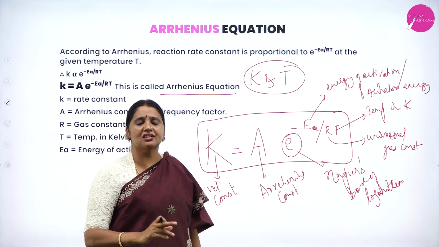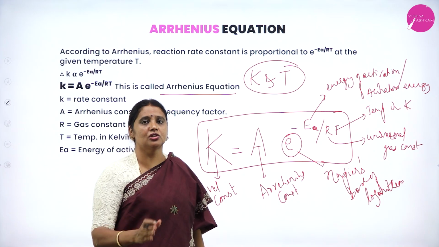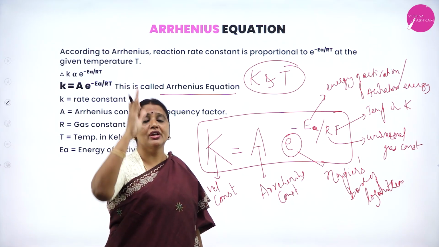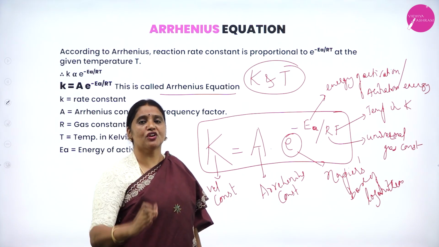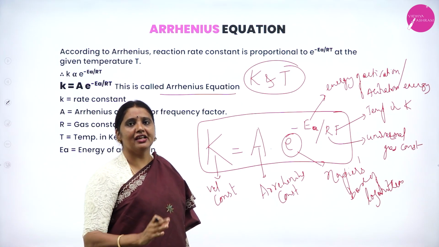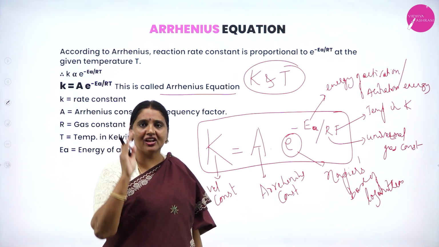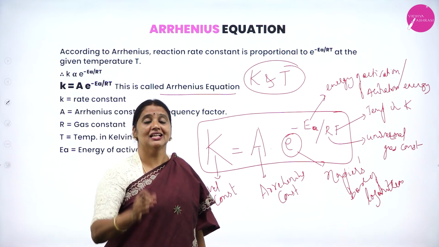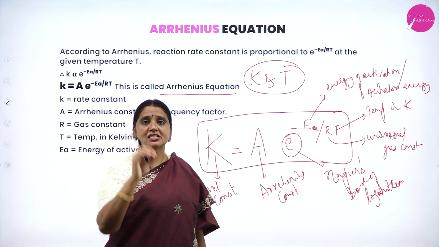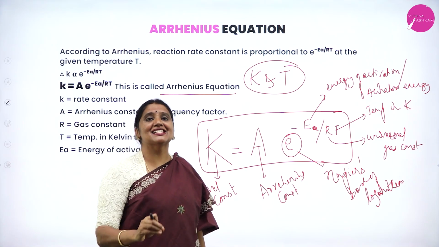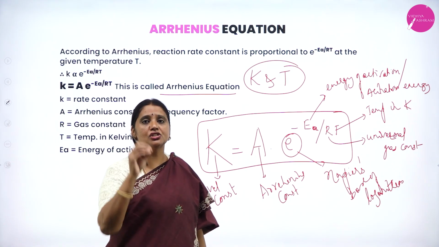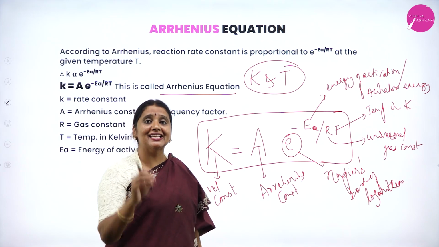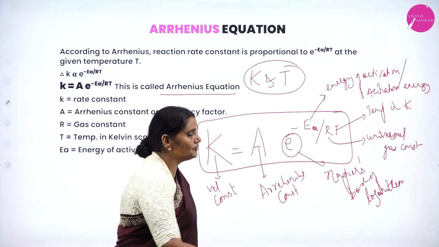What is the Arrhenius equation? K is equal to A into e to the power of minus EA by RT. What is K? K is the velocity constant, A is the Arrhenius constant or frequency factor, small e is the Napier's base of logarithm, EA is the activation energy, R is the universal gas constant, and T is the temperature in Kelvin.